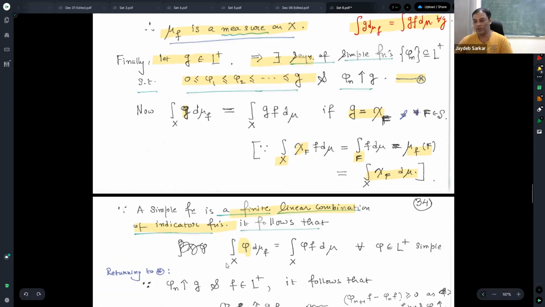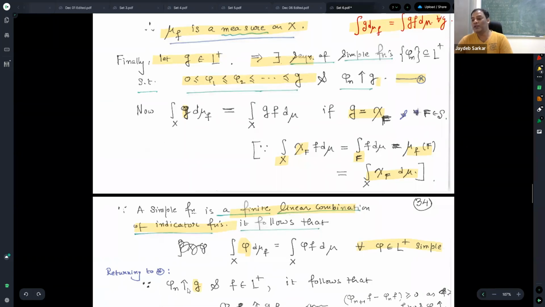So the integral of phi over X d mu f equals the integral of phi f d mu for all phi in L plus. Now we return to our business. So we do know for simple functions this equality holds. Now I want to prove it for the general f. For the general f, sorry, general g, I consider this increasing sequence of simple functions, right?